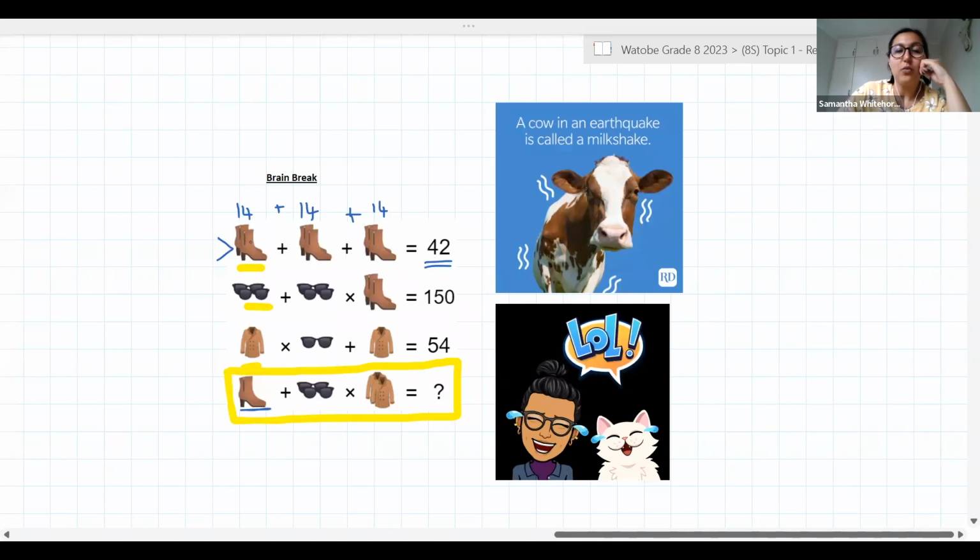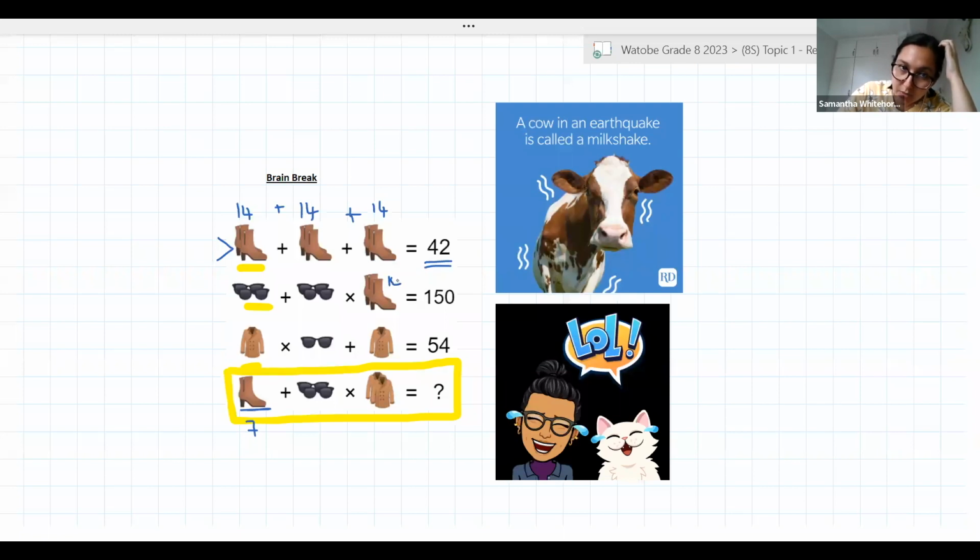Thank you. If we want only 1 boot, we know that 2 boots is 14. 1 boot is half of that. So 1 boot is 7. Now that's important because in the final expression, I only have 1 boot. So I need to be careful. Okay, so now I know that every pair of boots is 14.